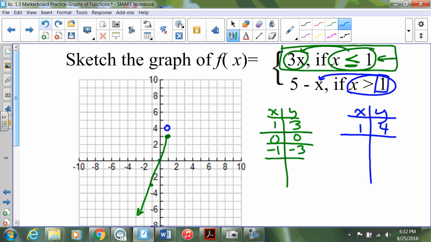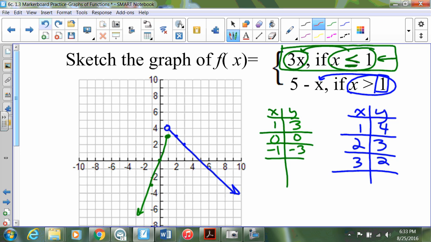So now I can go ahead and say, okay, the next integer greater than 1. Well, it's 2. I'll plug that in. 5 minus 2 is 3. And I'll get one more. The next integer is 3. 5 minus 3 is 2. So I'll come over and plot 2, 3, and 3, 2. And there's a nice line with a slope of -1.